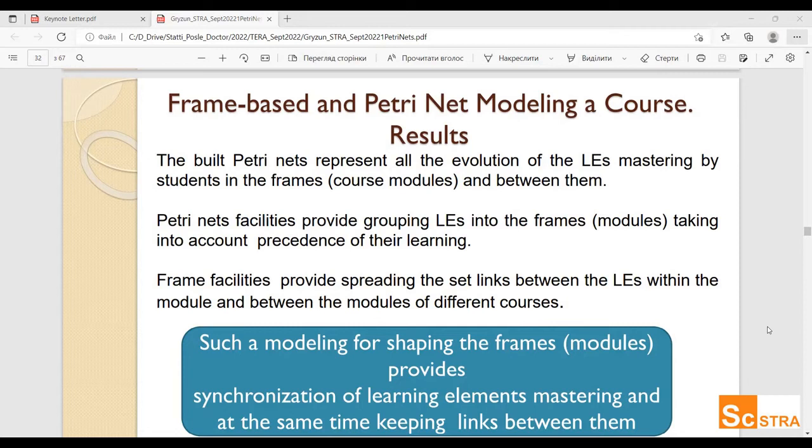Petri net facilities provide grouping learning elements into the frames, which are modules of the discipline, in fact, taking into account precedence of their learning. Frame facilities provide spreading the set of links between the learning elements within the module and between the modules in different courses. So such modeling for shaping the frames, which are modules of the disciplines, provides synchronization of learning element mastering and at the same time keeps links between them.